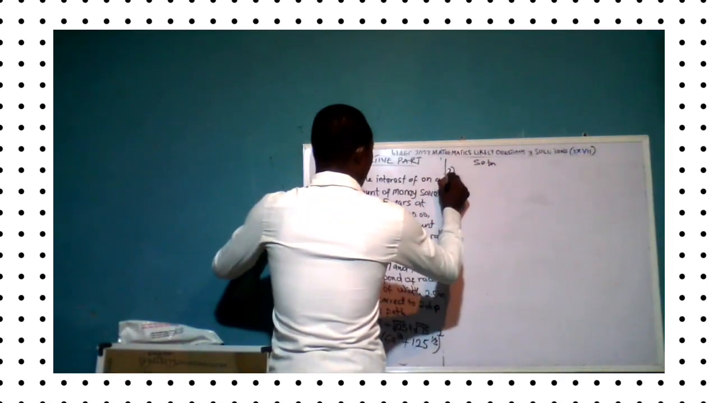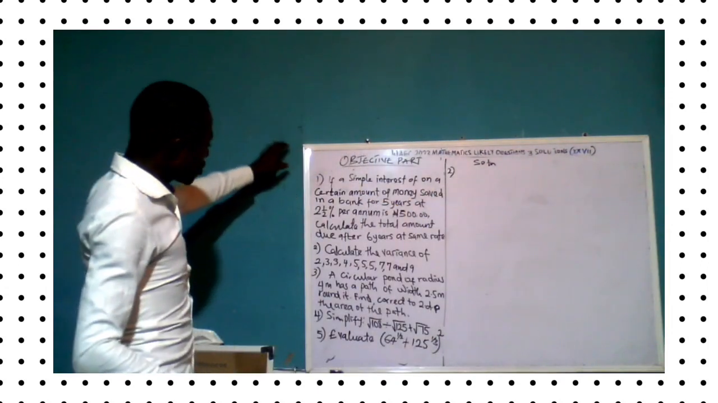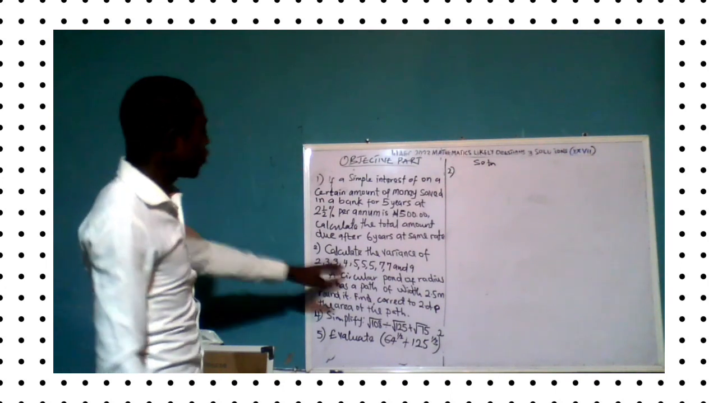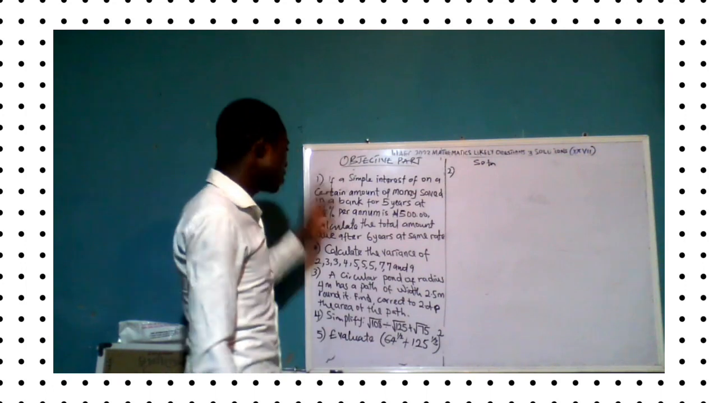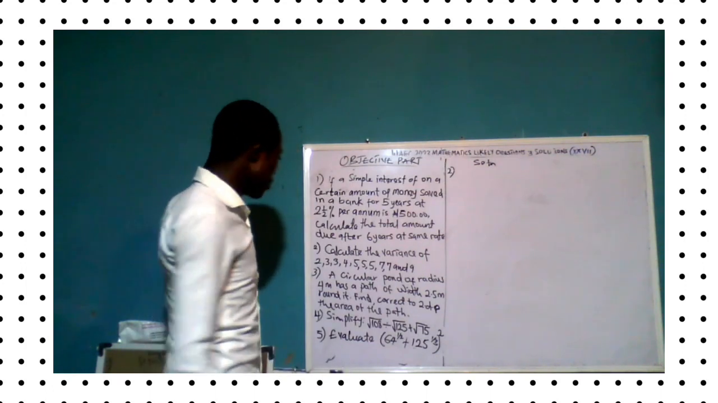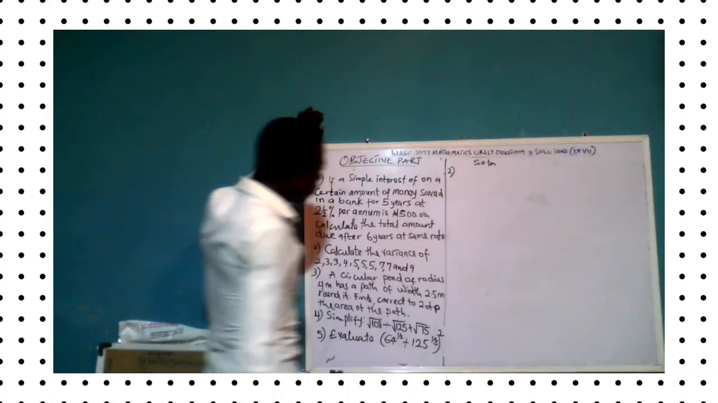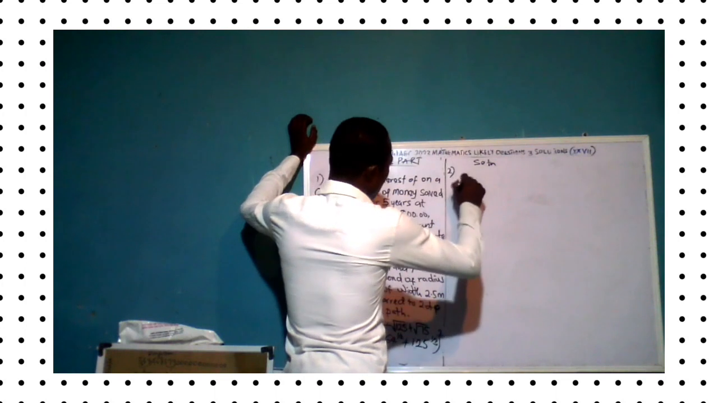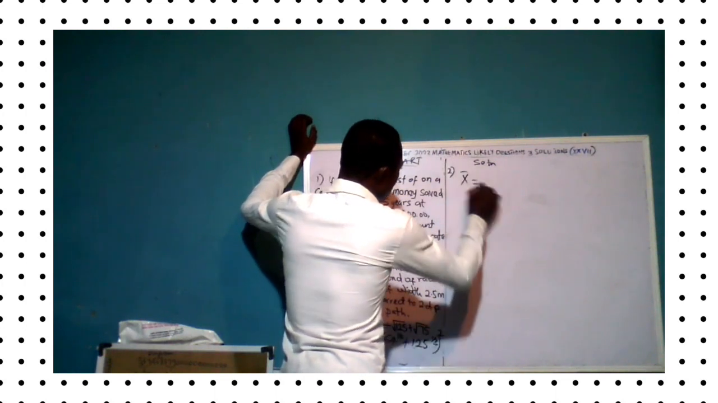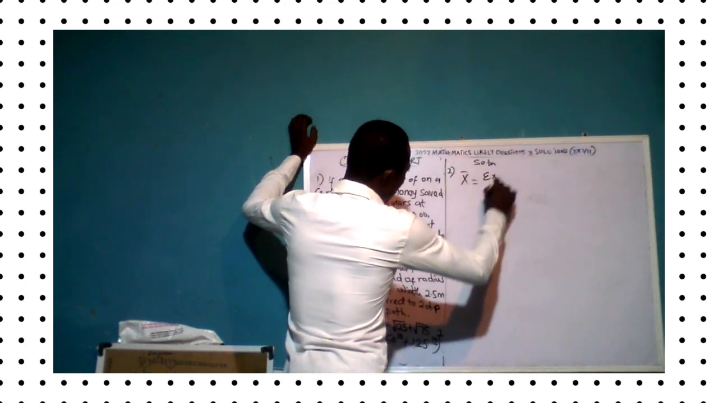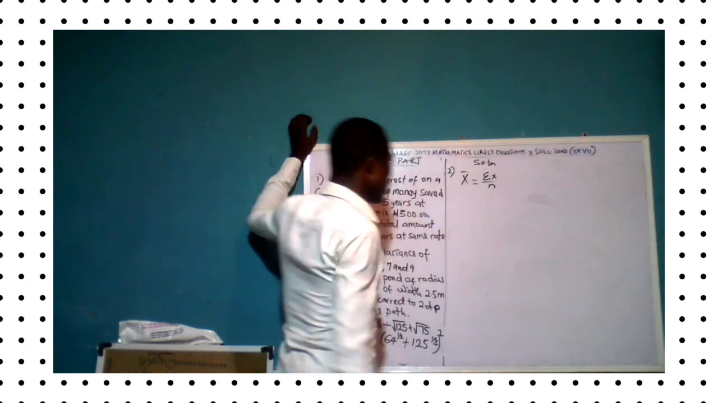In question number 2, we are asked to calculate the variance of 2, 3, 3, 4, 5, 5, 5, 7, 7, and 9. We have to find the variance of this set of numbers. To find the variance, first and foremost, you have to find the mean of the numbers. And the mean is denoted as x bar, which is equal to summation x all over n.